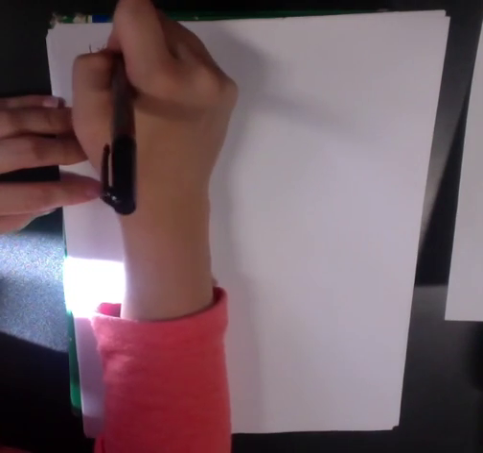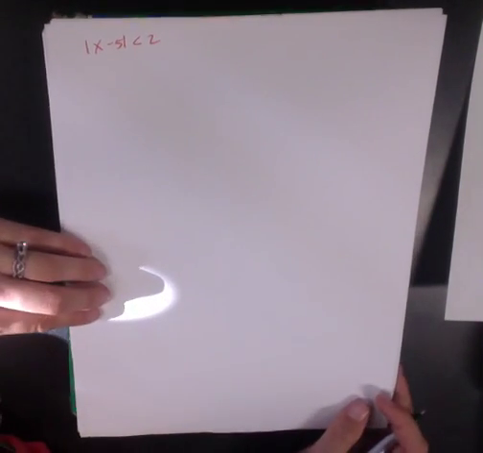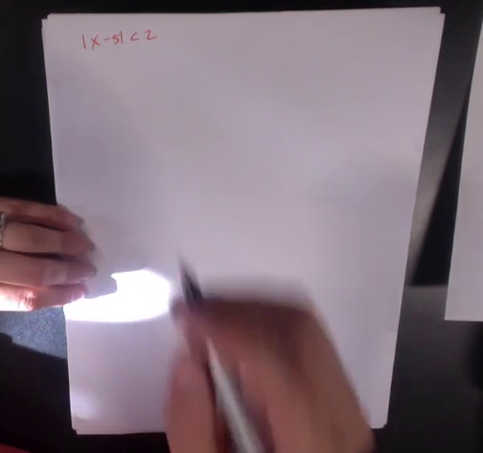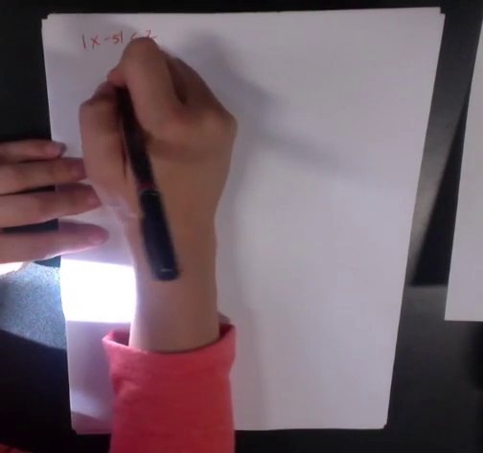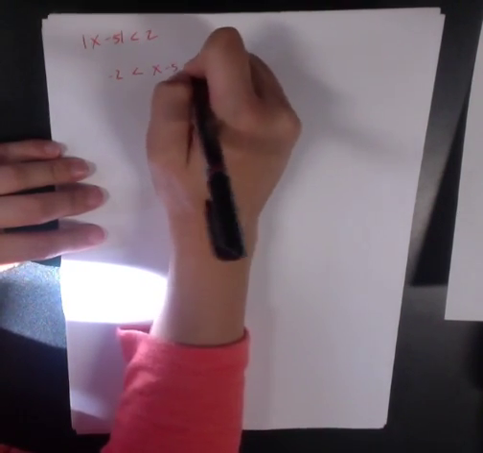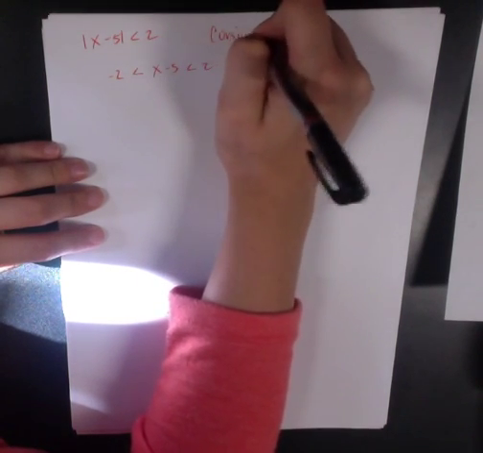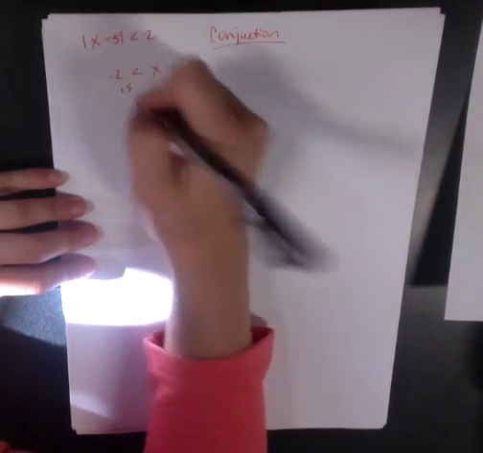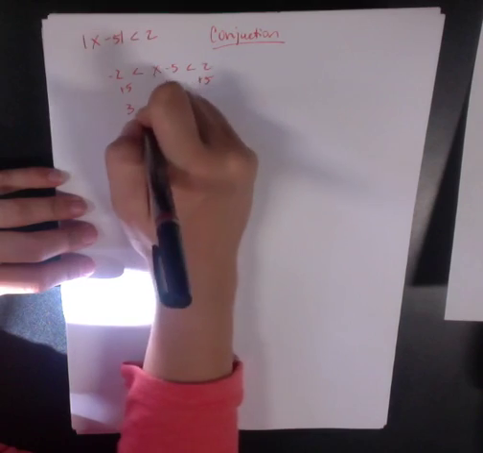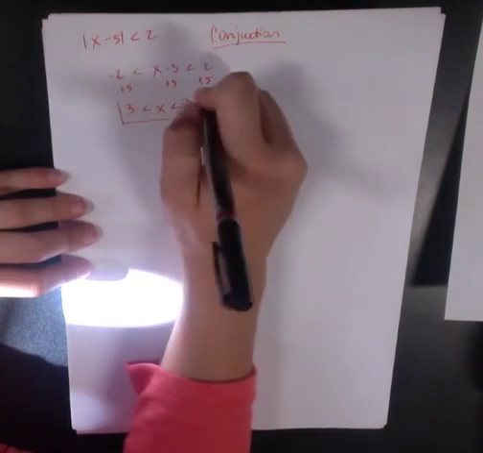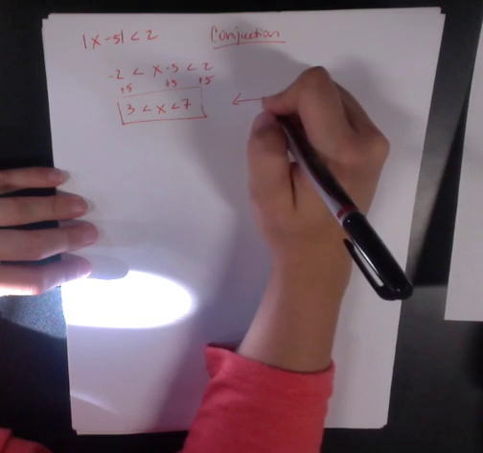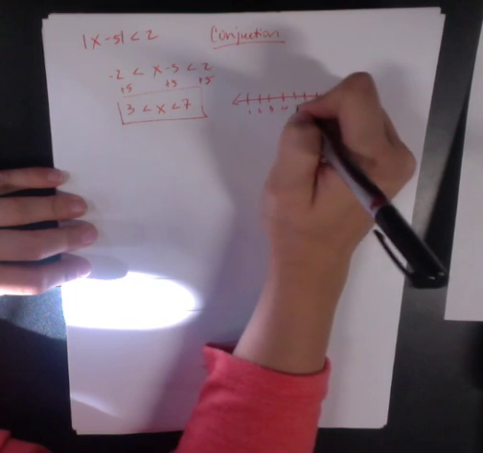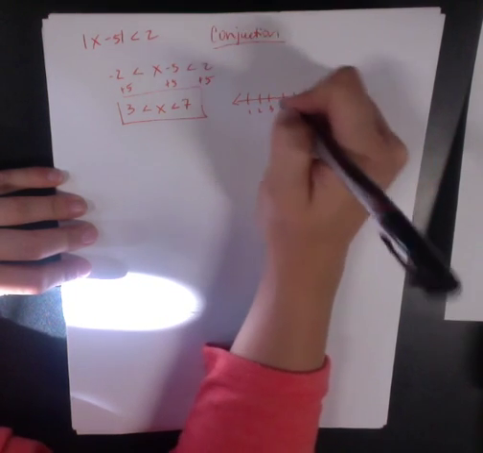If we had the absolute value of x minus 5 is less than 2. Okay. Now, this is again less than. So we're going to say -2 is less than x minus 5 is less than 2. It's a conjunction. Okay. Now I'm going to add 5 everywhere. And I get 3 is less than x is less than 7, which to graph on a number line. Right, I have 1, 2, 3, 4, 5, 6, 7. Less than 7, greater than 3.